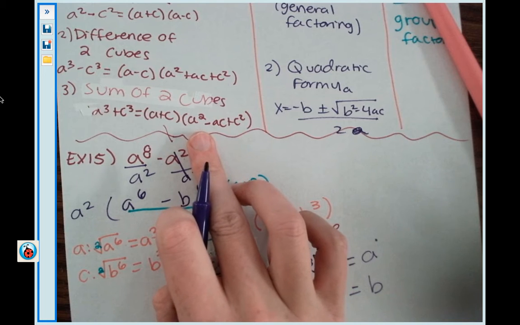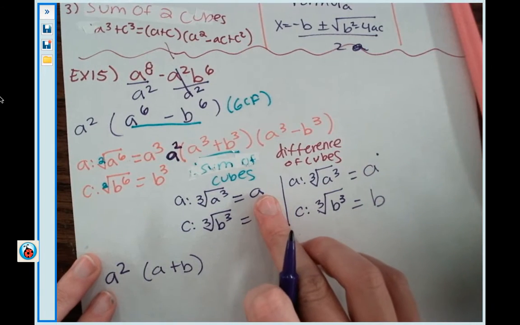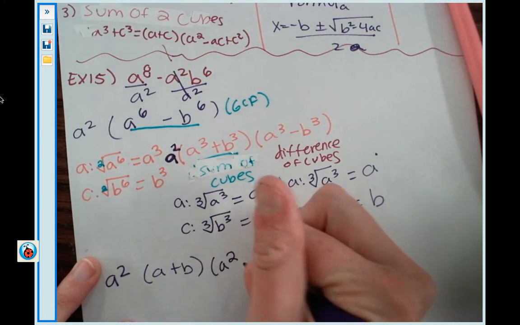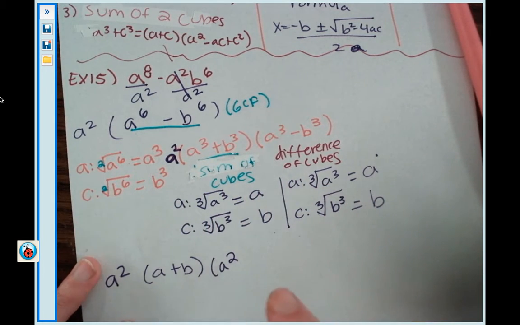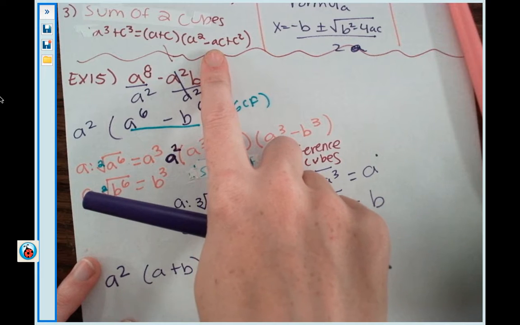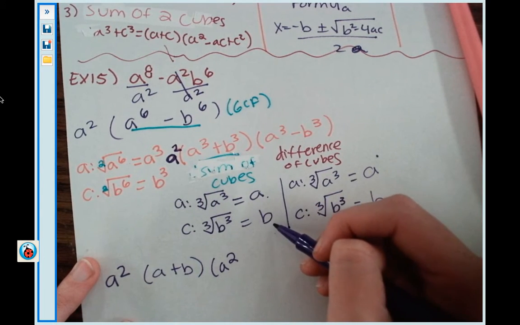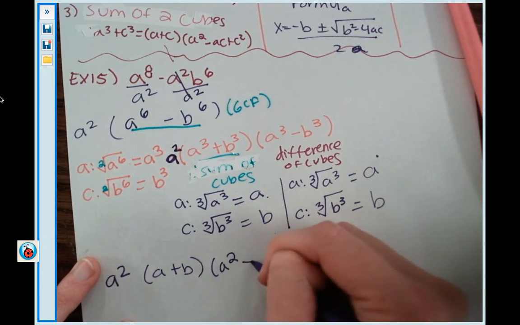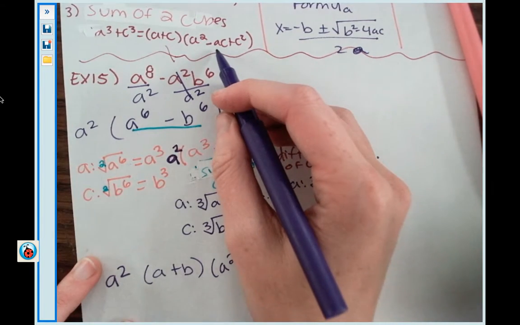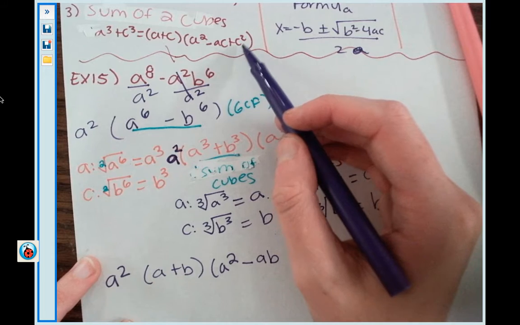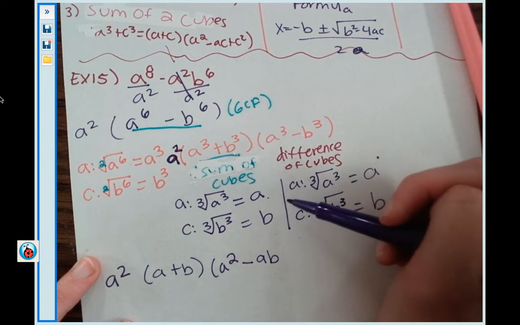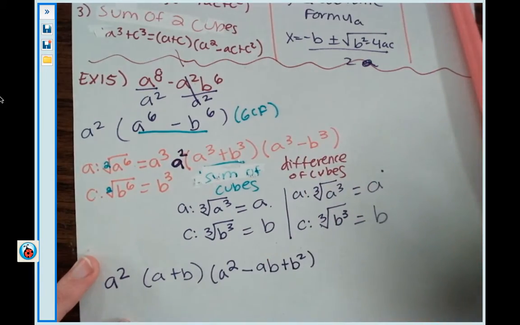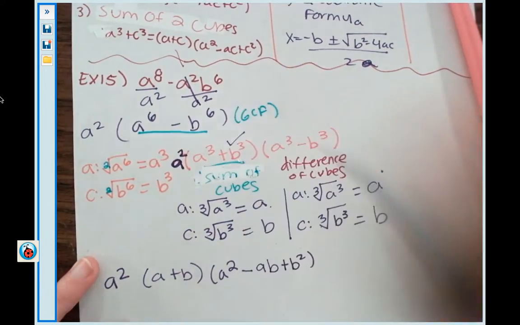Then it says to square the A term. So I'm going to square A, which is A squared. Then it says to subtract my A times my C. So my A times my C, A times B will give me AB. So this will be minus AB because we subtract AB. And then lastly, we square the C. So B squared is B squared. Holy hot dog. Okay, so this one is factored.